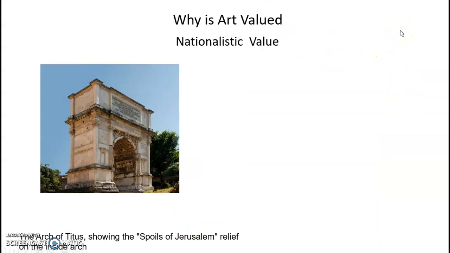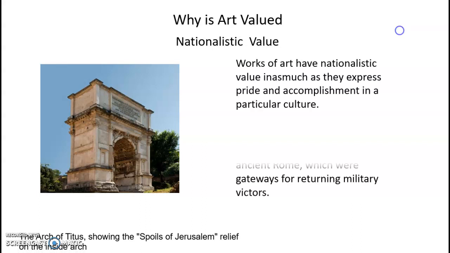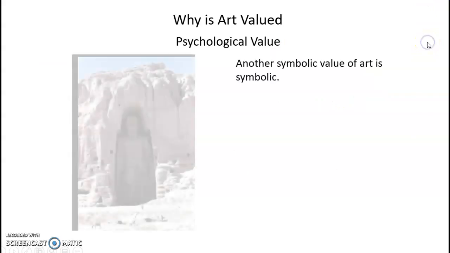Another reason it's valued is nationalistic value, the pride and accomplishments of a particular culture. In Rome, they used triumphal arches, and this is the Arch of Titus, and it was dedicated to Titus by his son, but it shows the spoils of Jerusalem. And if you were to get up close to it, you would see that there would be processions where they showed them bringing back different pieces, the spoils of Jerusalem.